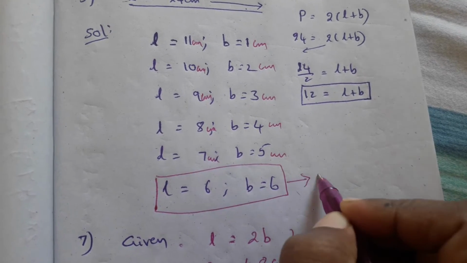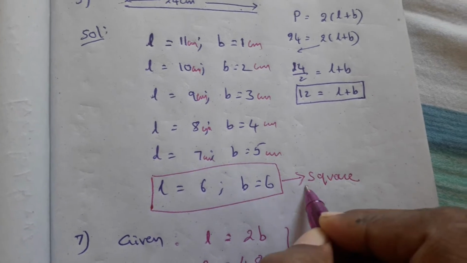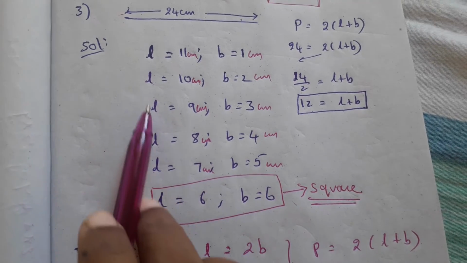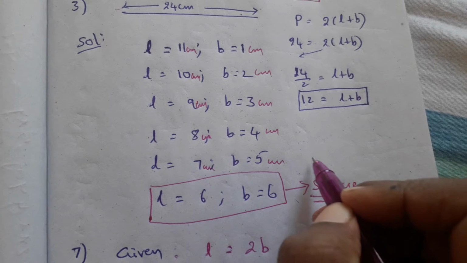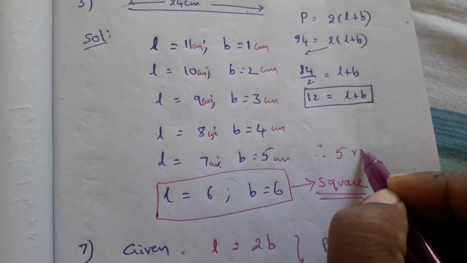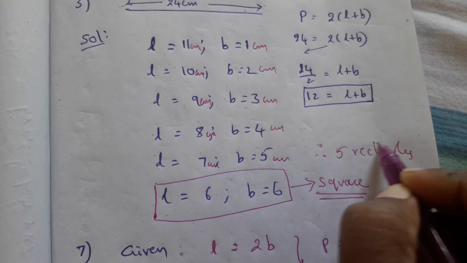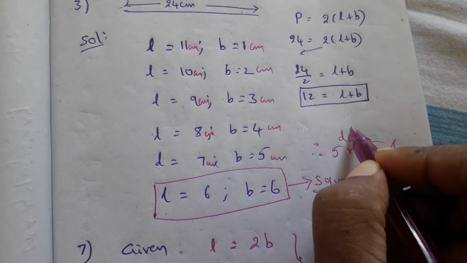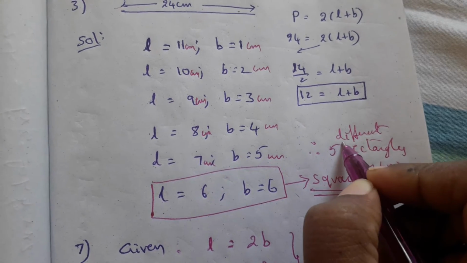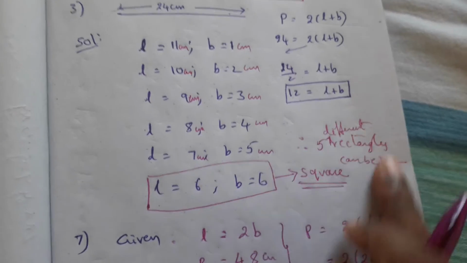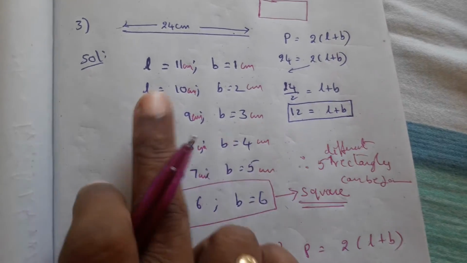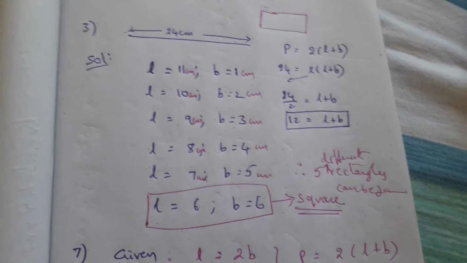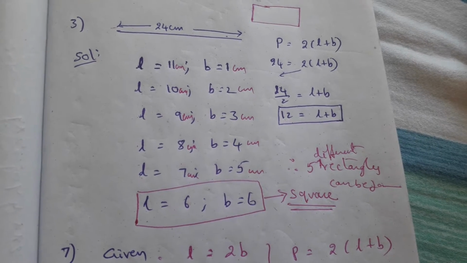This will become a square. It is not a rectangle. So therefore, how many can be formed? 1, 2, 3, 4, 5 rectangles can be formed. Therefore, 5 rectangles can be formed. That means 5 different rectangles, which you have to keep in mind. Not with one string. You are removing that string and again giving another shape, with different L and B's. So 5 different rectangles can be formed with these measurements using a string of length 24 centimeters.